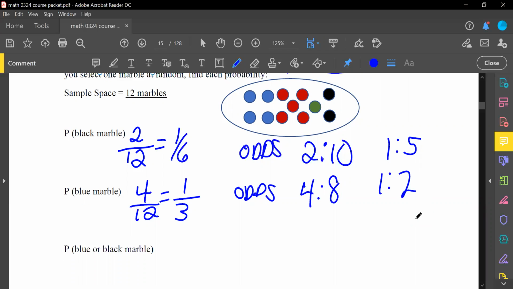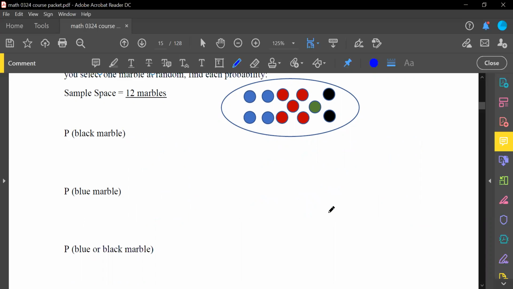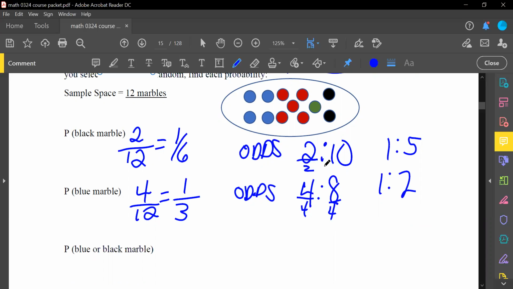I'm going to leave the odds off, but I just wanted to talk about them so you can see how I do that. I just divided each of these by 4. Now, probability of blue or black. I'm going to count how many blue and black there are. There's 1, 2, 3, 4 blue and 2 black. That's 6 altogether, so it's 6 out of 12, or if I reduce that, it's 1/2.